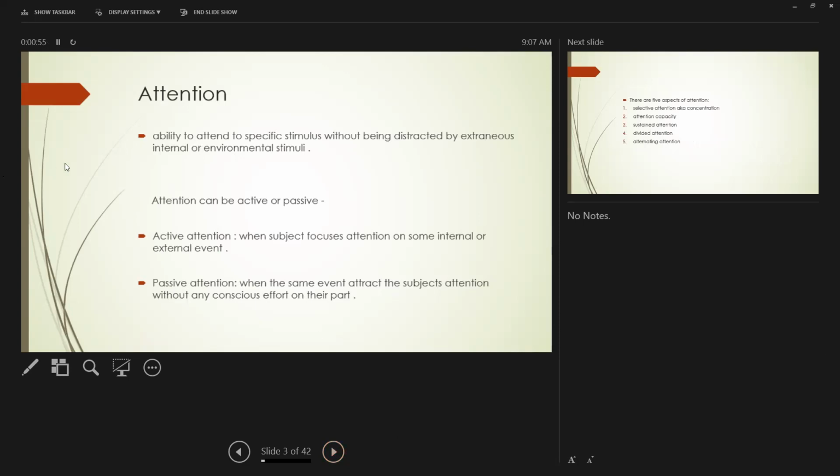Then attention. Attention is the ability to attend to a specific stimulus without being distracted by extraneous internal or environmental stimuli. Attention can be active attention or passive attention. In active attention, the subject focuses attention on some internal or external environment. When this type of attention is disturbed, there is distractibility. Distractibility is disturbance of active attention. Passive attention is when an event attracts the subject's attention without any conscious effort on their part.